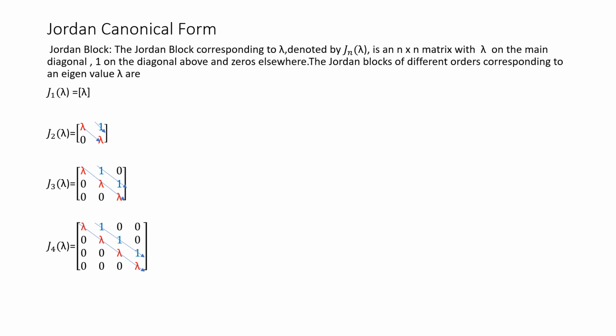Of order 2, it's a 2 by 2 matrix. The main diagonal elements will be lambda itself. The diagonal just above the main diagonal is 1 and all other elements are zeros. Now of order 3, main diagonal elements are lambda. The diagonal elements just above the main diagonal are 1. All other elements are zeros. Of order 4, the main diagonal elements are lambda. The elements on the diagonal just above the main diagonal are 1. All other elements are zeros.